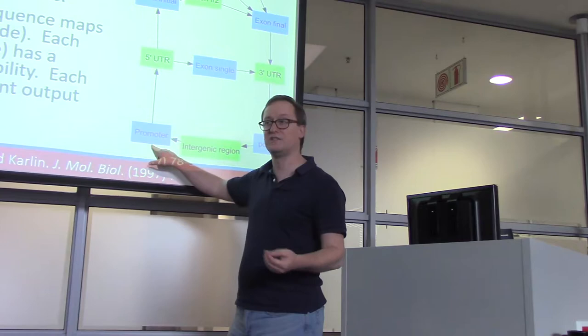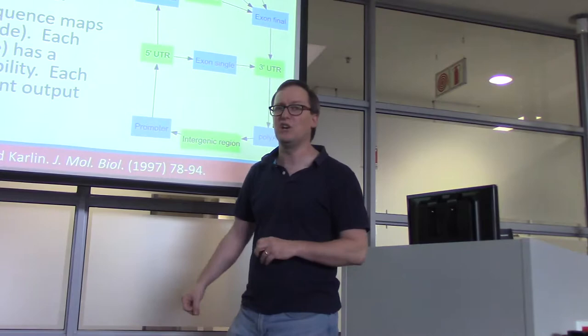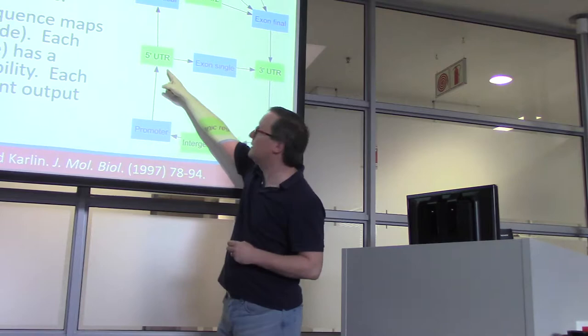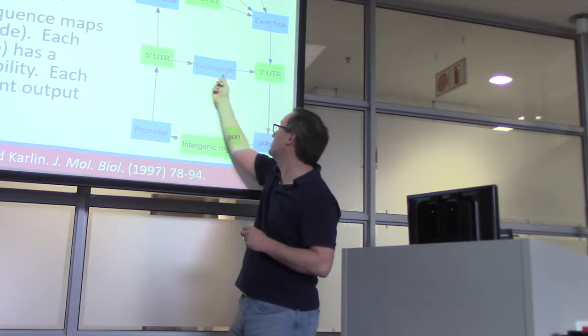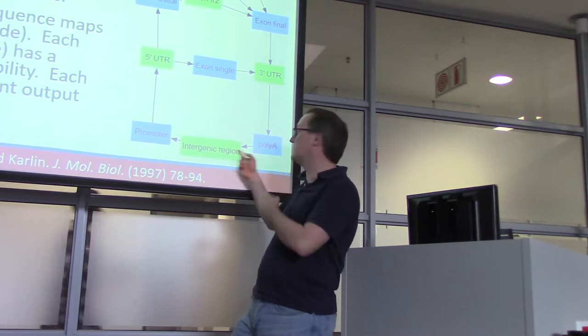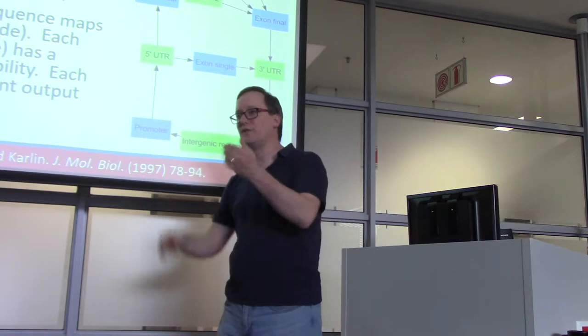Then we get to the 5' UTR. Everyone remember UTR? Untranslated region, okay. It might be that you have just a single exon as part of this open reading frame, in which case you would come to this part, pass into the 3' untranslated region, polyadenylation site, and then the intergenic region. So that's a very short cycle for finding a very simple, tiny gene structure.